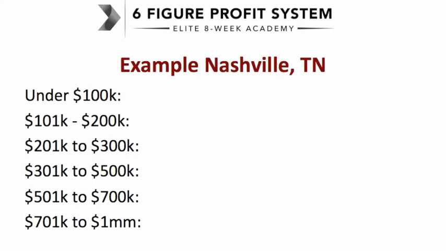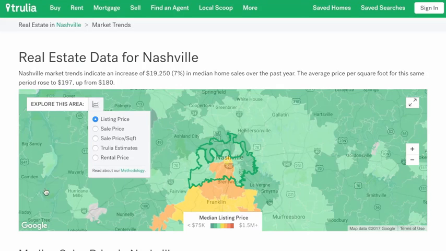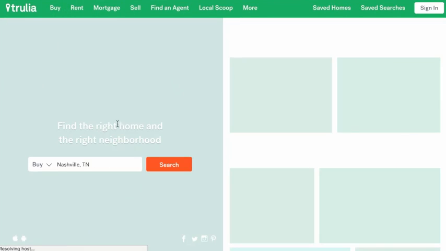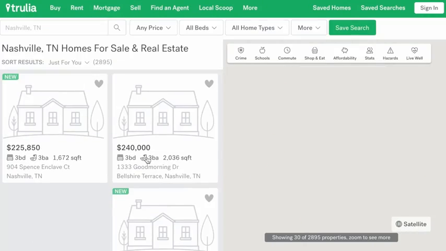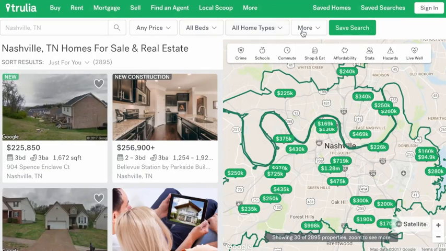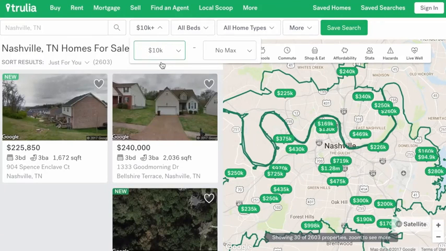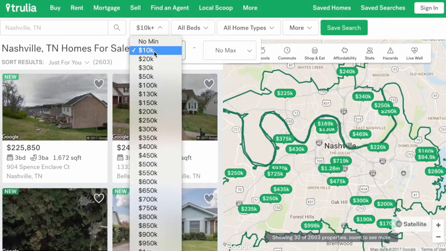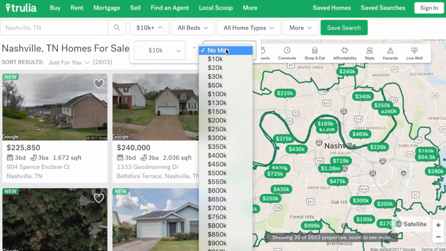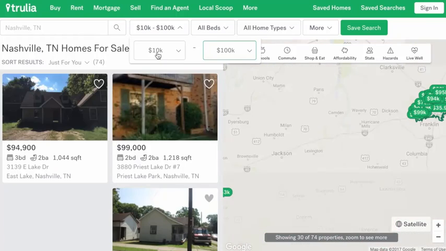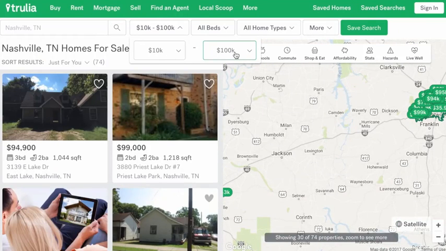Okay, so let me show you now how to do this research, how to find out what the market comprises so that you understand how the market's broken down. So let's go back to Trulia and we're going to look at each of these price points. We're going to look in Nashville, so I put in Nashville. And you can see up here at the top, we've got some filters. I'm going to go for the minimum of 10K because I don't want to see rentals, and that's the minimum amount other than 0. So 10K will get rid of the rentals all the way up to 100. So now between 10 and 100 is our price point.